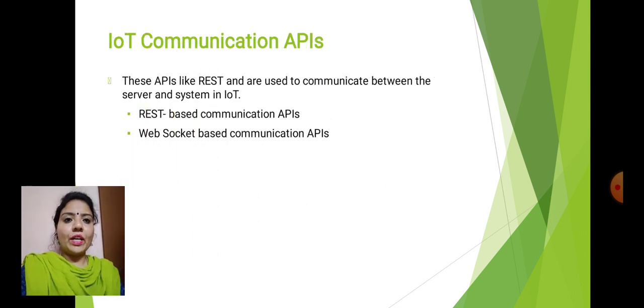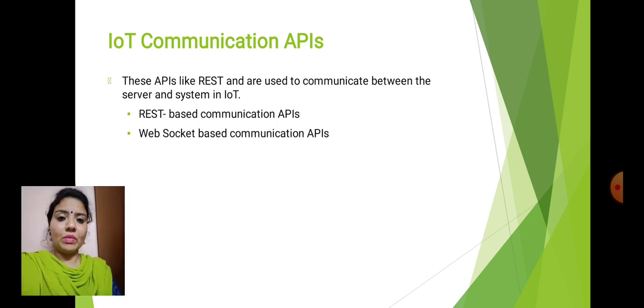The next topic is IoT communication APIs. API stands for Application Programming Interface. In IoT we use REST based communication APIs and WebSocket based communication APIs. These APIs are responsible for communication between the server and the system in an IoT.